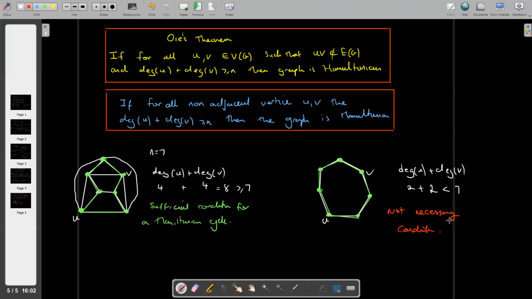It's a sufficient condition but not a necessary condition. There are graphs where that's not true, and yet they still admit a Hamiltonian cycle. Okay. Right then, let's move on to the proof.